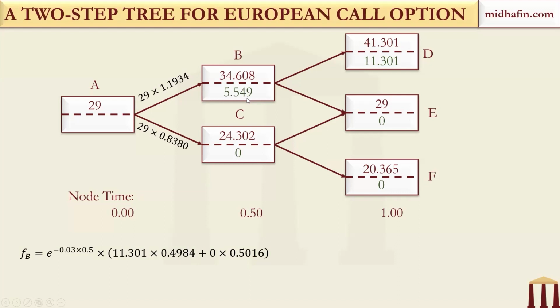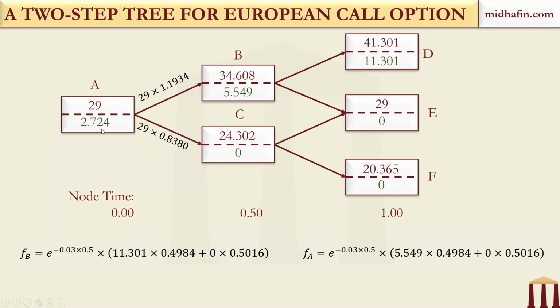Now this is done. You do backward induction once more to find the value at node A. Here you have 2 outcomes, 5.549 and 0. You take the step back and use the same formula. But here fu, the payoff at stock price up, is 5.549 and at stock price down is 0. Apply the formula. You get the value as 2.724. This is your call option price.